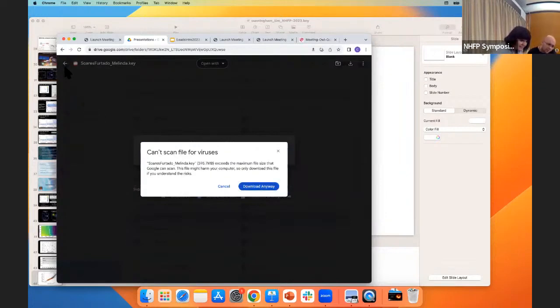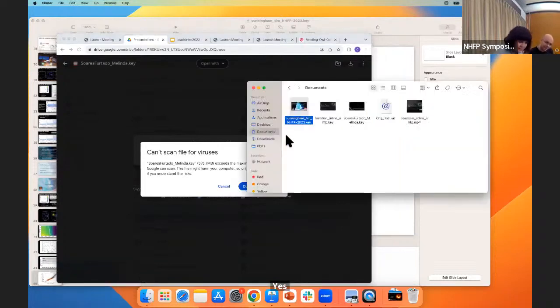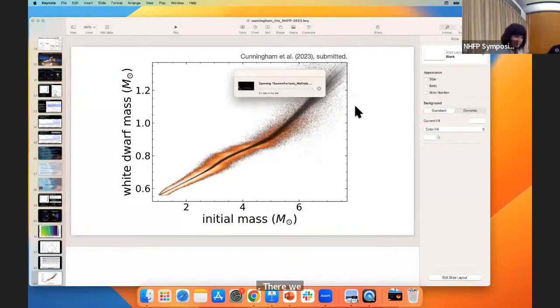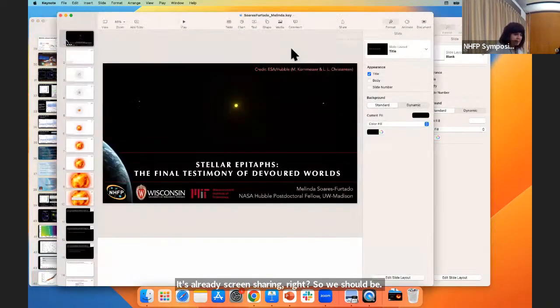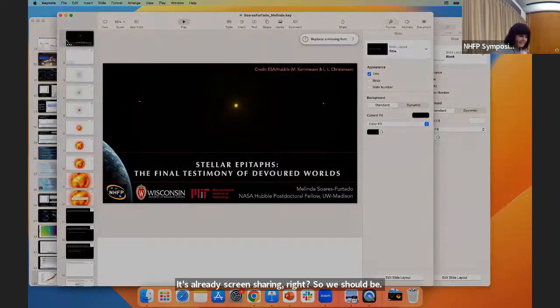Yeah, finder. Here we go. It's already screen sharing, right? So we should be fine. Yeah, we should be fine on that front. It does, yeah. Oh, exciting.